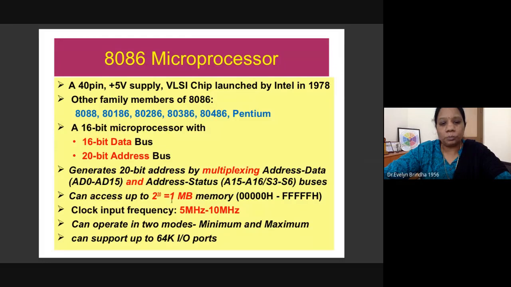There it was 2 power 16 because we had 16 address lines, and here it is 2 to the power 20 because we have 20 address lines. That is the difference. And here we have 64 IO ports. It can support around 64 IO ports.